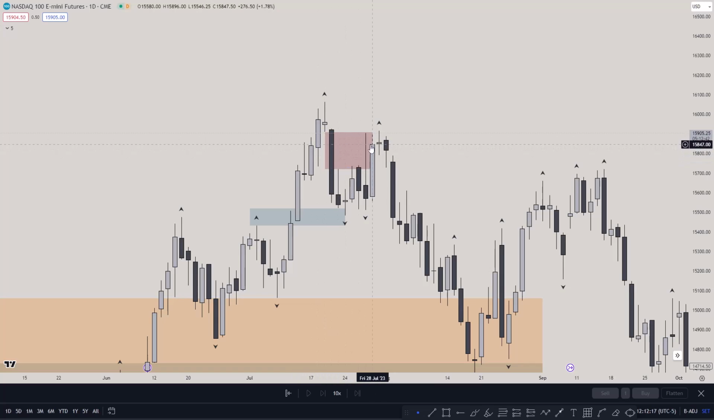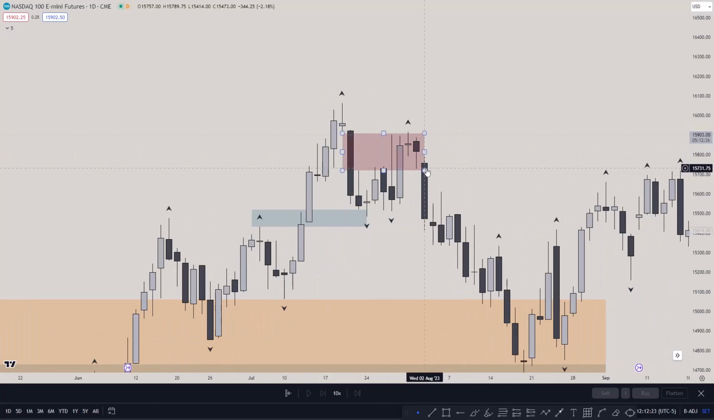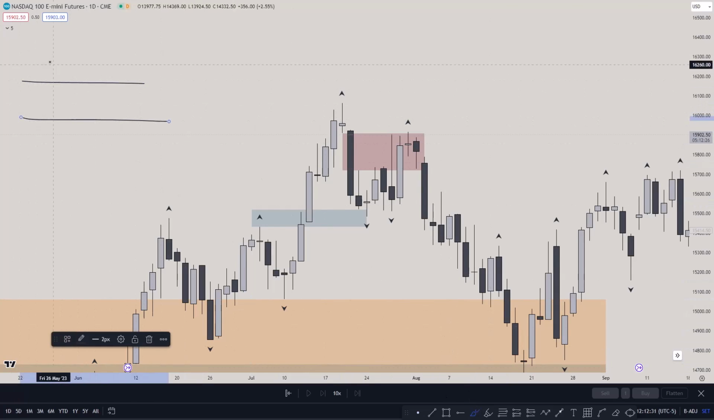Notice what's happening after the fair value gap. What is happening here? So price comes to the fair value gap. What do we see here? Another fair value gap created. So first of all, to make this very clear, a fair value gap that is created after mitigating a fair value gap is a high probability one. So if you have something like this, price coming into a fair value gap, price creating another fair value gap, this is a high probability one.